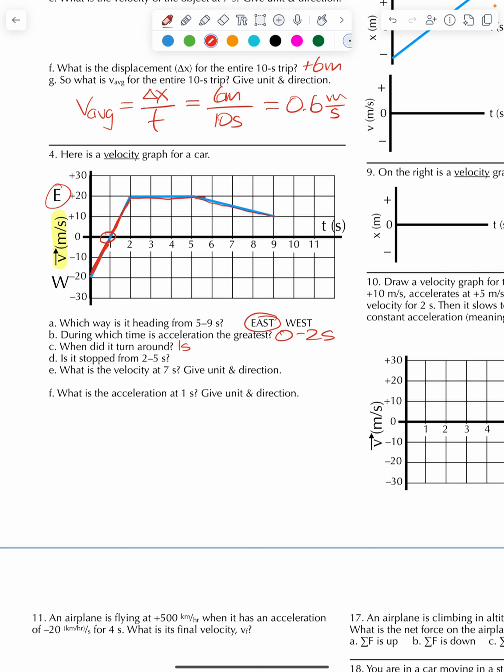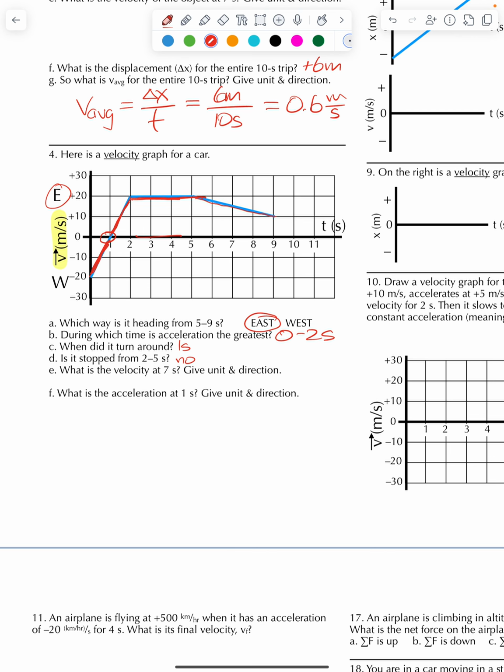Is it stopped from 2 to 5 seconds? Now, you might say yes, because, oh, look, it's horizontal. No, that's only for a position graph. So as long as you're not on the x-axis, a horizontal line on a velocity graph means you are moving, but moving at a constant velocity. So we are not stopped. We're moving at 20 meters per second.